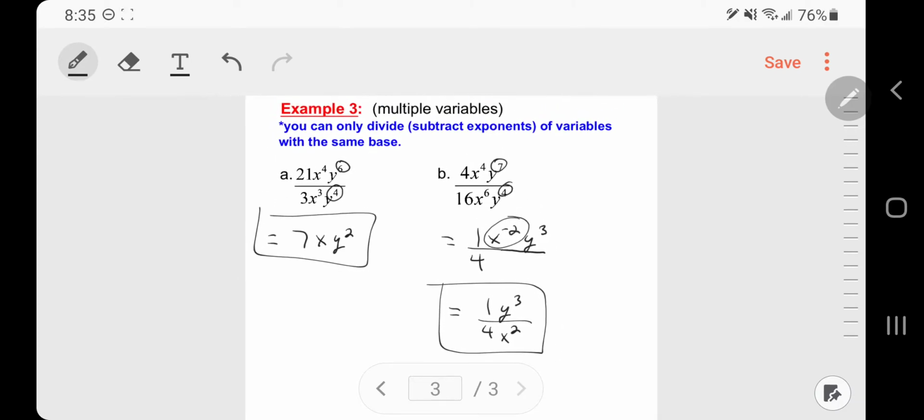All right, so again, when you are dividing monomials, you are dividing the coefficients and subtracting the exponents, using the reciprocal to make any negative exponent positive.